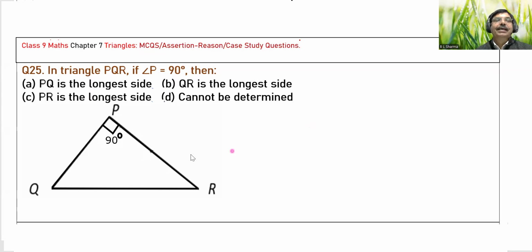See, in the right angle triangle, the hypotenuse is the longest side. So QR is hypotenuse. So you can say that QR is the longest side.